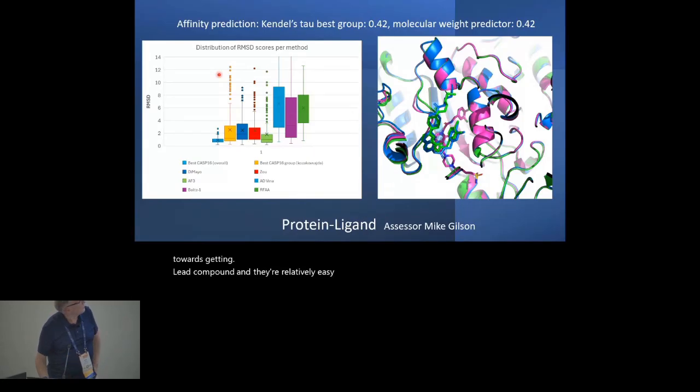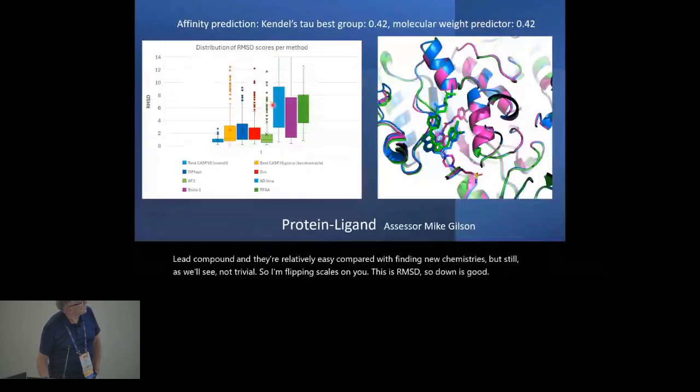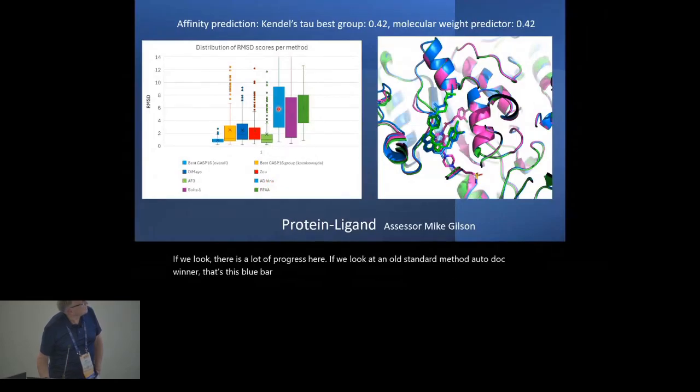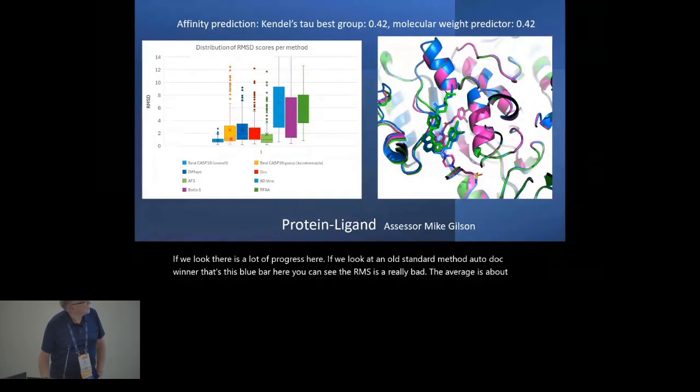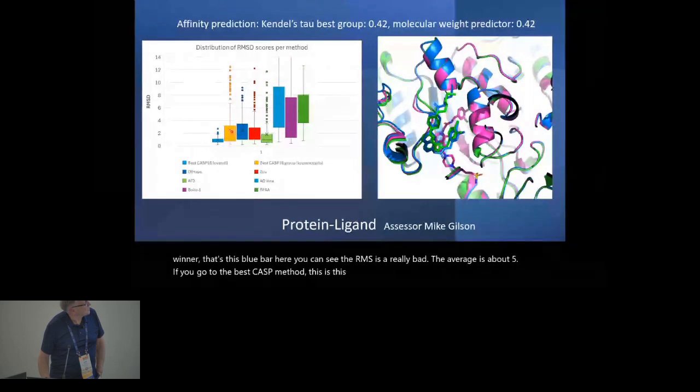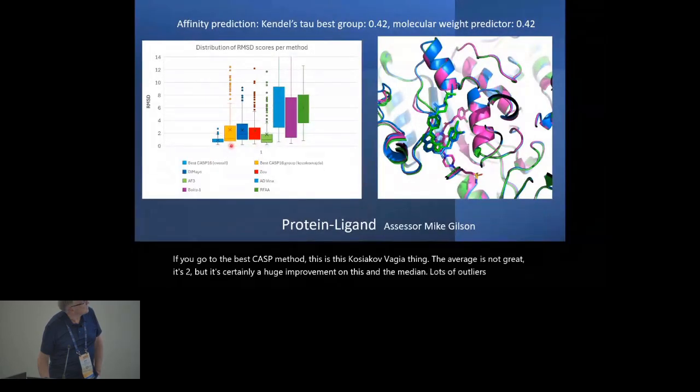So I'm flipping scales on you. This is RMSD, so down is good. If we look, there is a lot of progress here. If we look at an old standard method, AutoDock Vina, that's this blue bar here, you can see the RMSDs are really bad. The average is about 5. If you go to the best CASP method, this Kozakov thing, the average is not great, it's 2.5, but it's certainly a huge improvement on this. And the median, lots of outliers, the median is lower at about 1.4 or so.